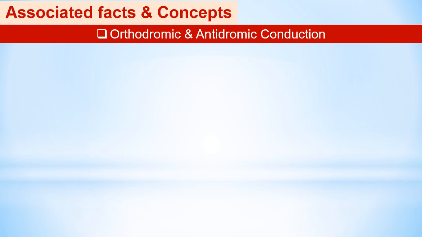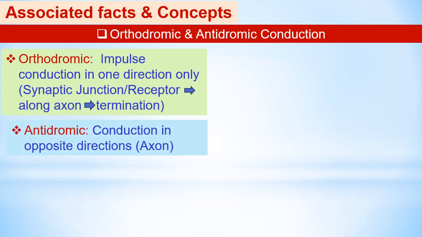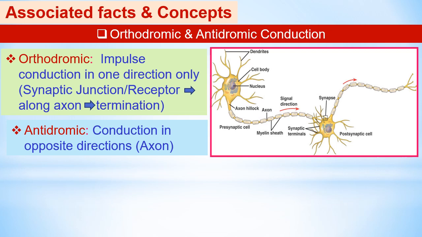Another important component of this conduction is orthodromic and antidromic conduction. Orthodromic conduction simply means that the impulse conduction occurs in only one direction, which may be from the synaptic junction or receptor towards the axon and up to the termination of the axon. But antidromic conduction means conduction occurring in the opposite direction in the axon. Here we can explain that if an action potential is generated here, it can propagate in both directions. If it propagates in both directions from this point, towards the cell body and also towards the axon, then that will be called antidromic conduction. But when it occurs in only one direction, from this point towards the axon only, then that is called orthodromic conduction.